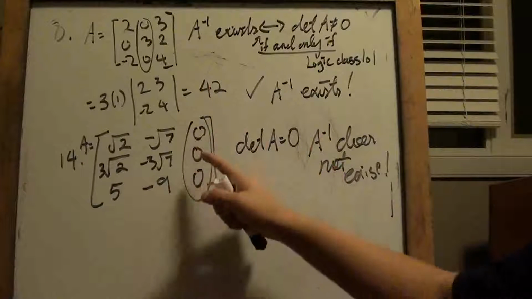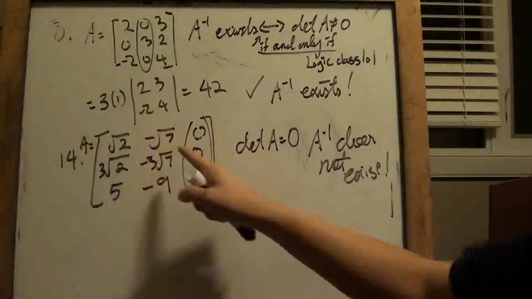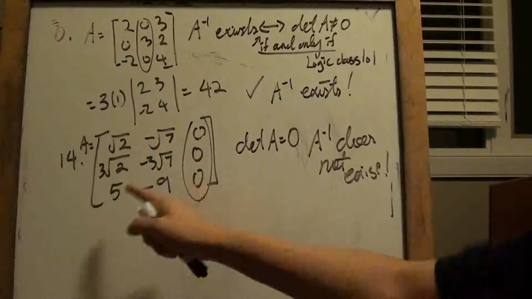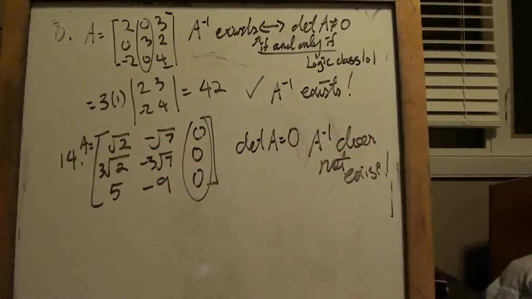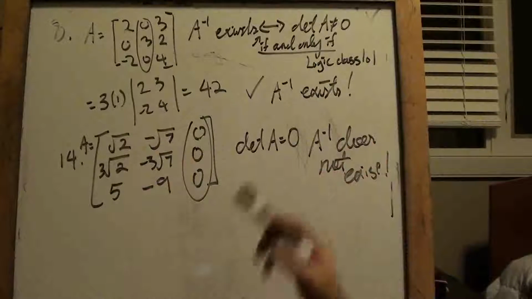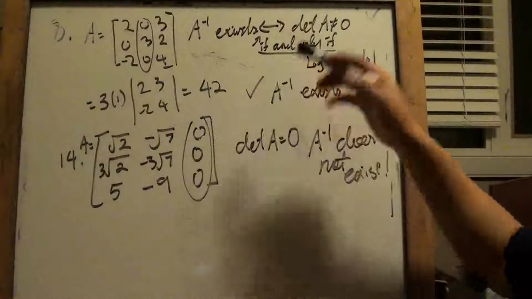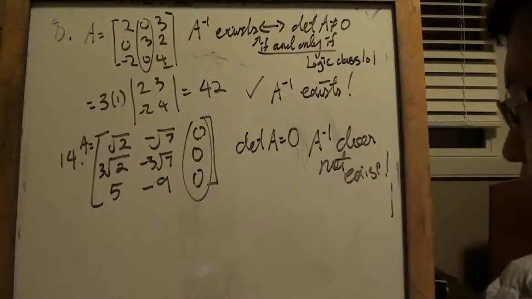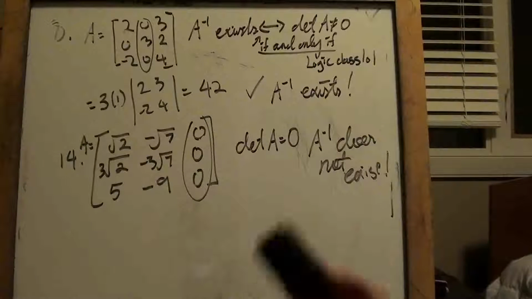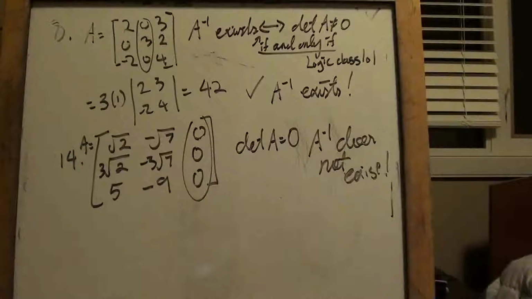Oh, sorry, not 0 times 0 times 0. What am I doing? 0 times anything is 0, so 0 plus 0 plus 0 equals 0. And if the determinant equals 0, it can't be inverted, right? So in this case, the inverse of A does not exist.